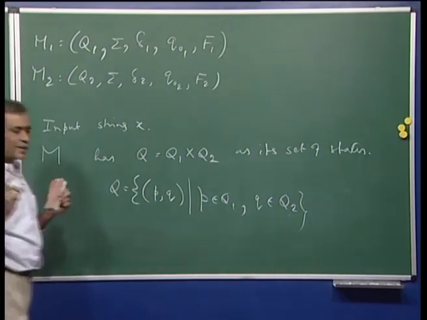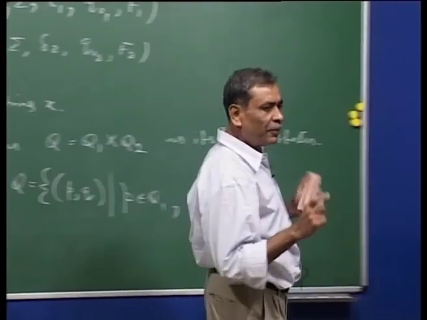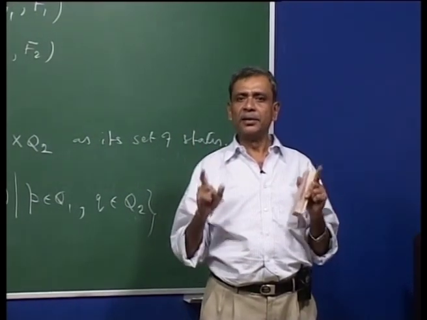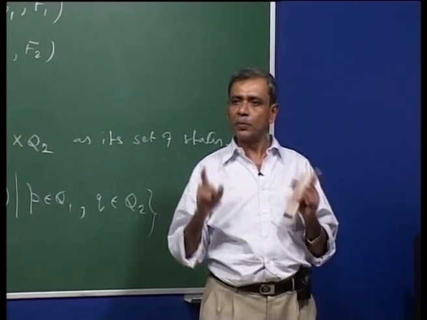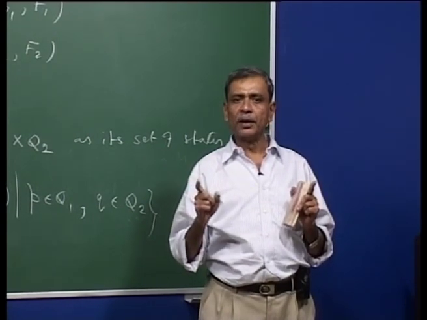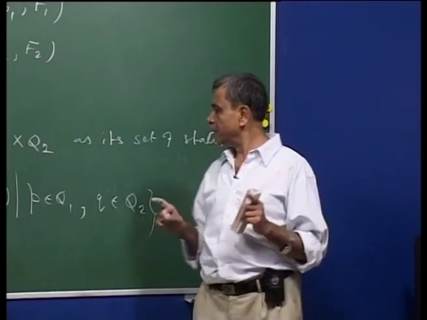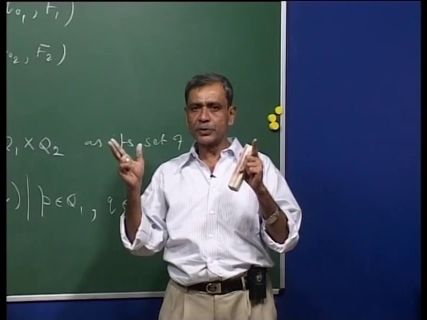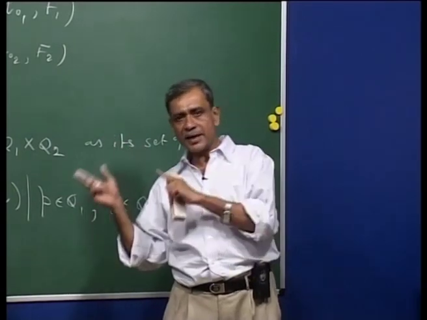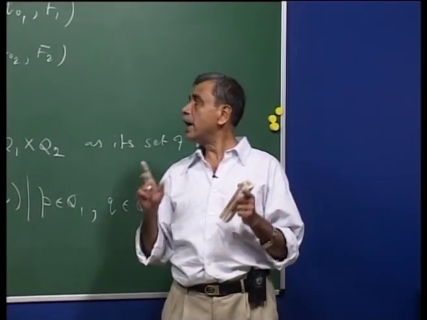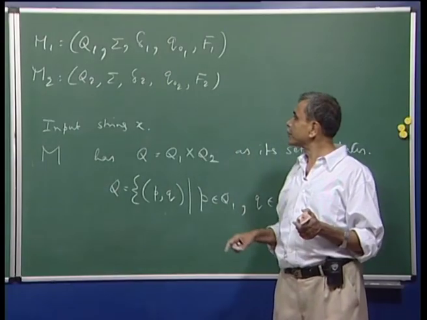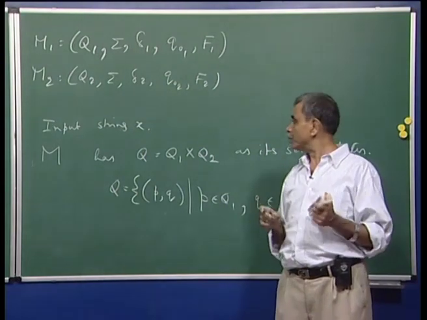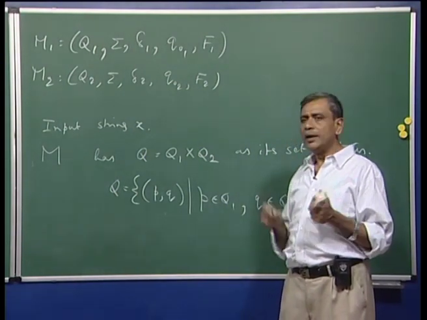So, my idea is something like this. The DFA I am trying to design will keep in its finite head the information simultaneously about both the machines. It will remember where the first machine would be after scanning a portion of the input, and at the same time it will remember where the machine M2 will be after scanning the same part of the input.